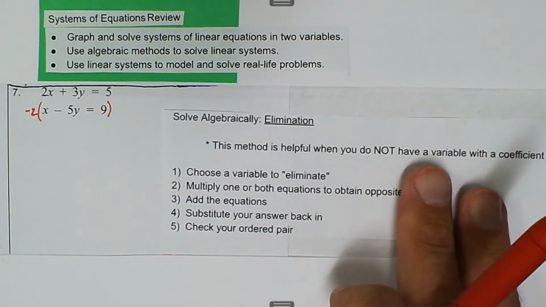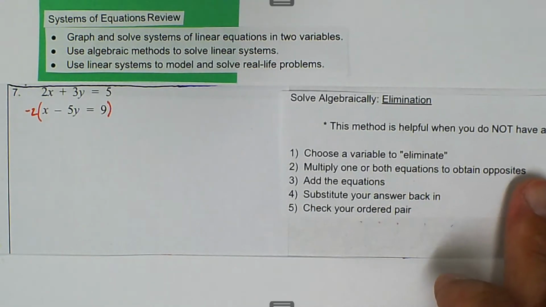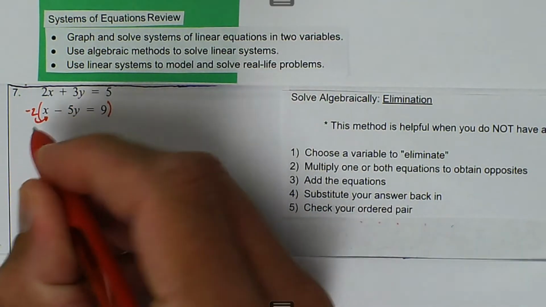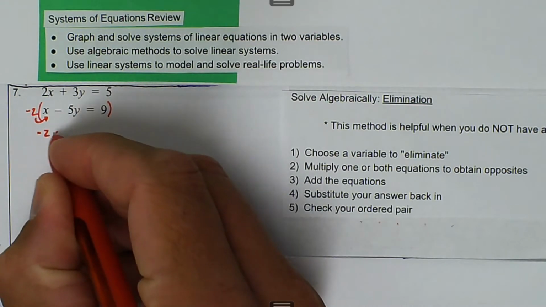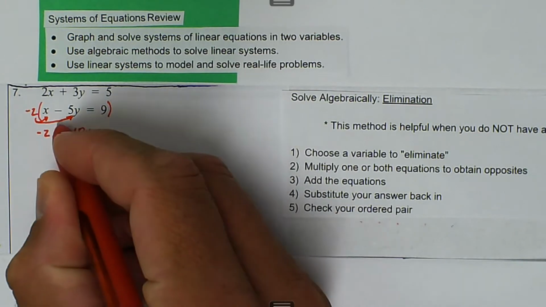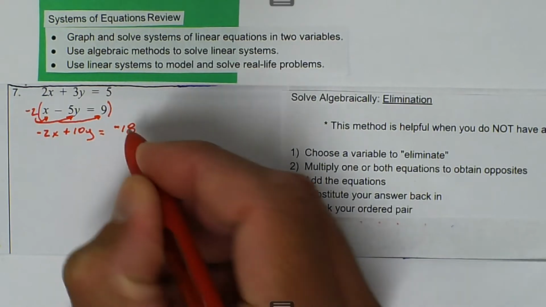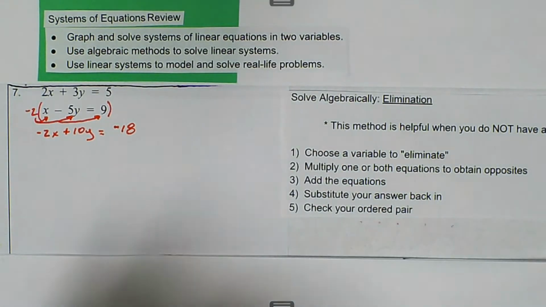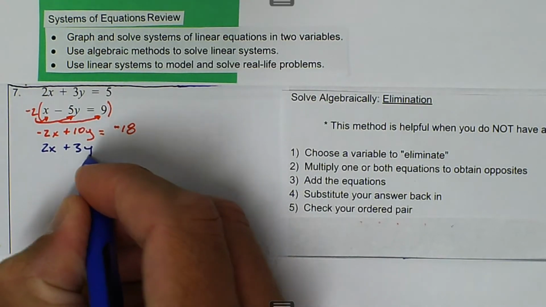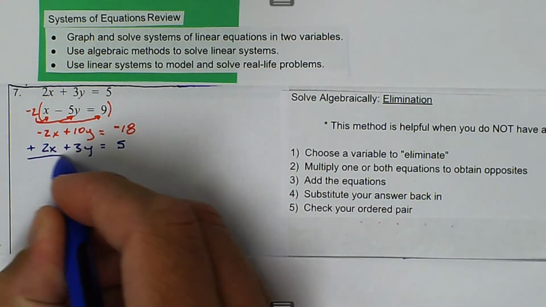And then once we get that, we can add the equations together. So move this over here. We're on to step 3 once we distribute this -2 in. So -2 times x is -2x. -2 times -5y is +10y. And -2 times 9 is -18. Then we can bring down the top equation there, and we say 2x plus 3y is equal to 5. And then we want to add these together.